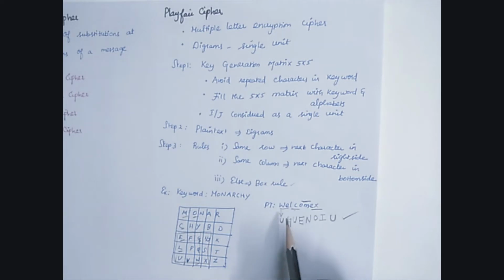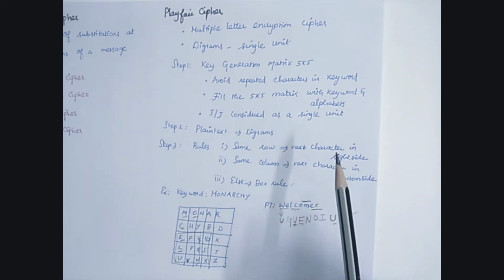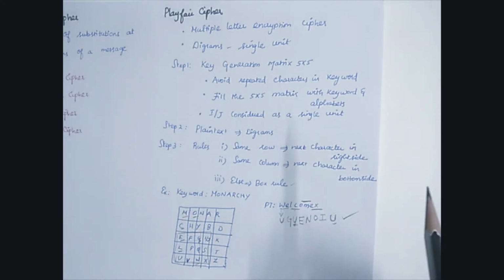You may notice that the character W is replaced by U, as well as the character L is replaced by U, and character X is replaced by U. So this concept is known as multiple letter encryption cipher or Playfair cipher or polyalphabetic cipher.